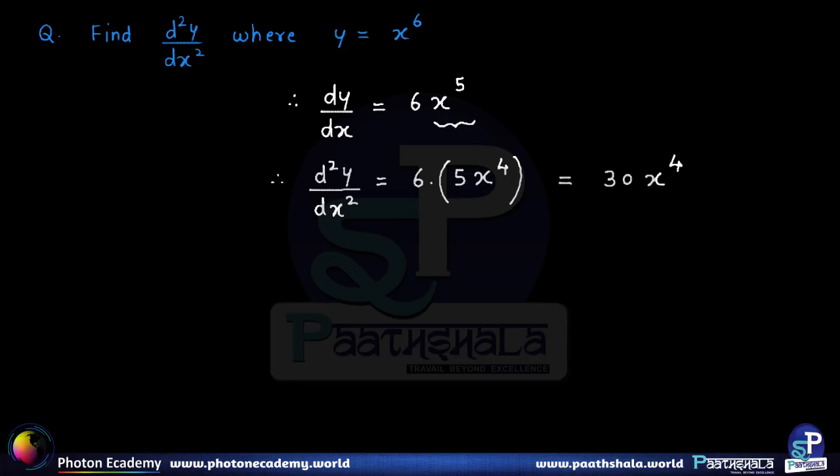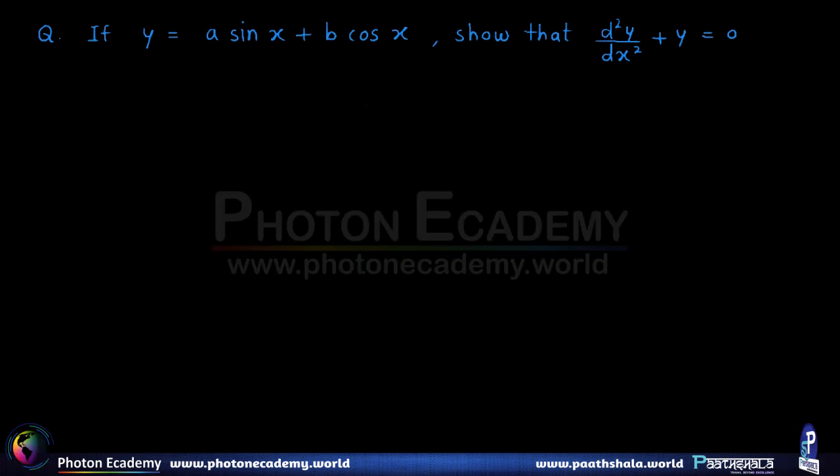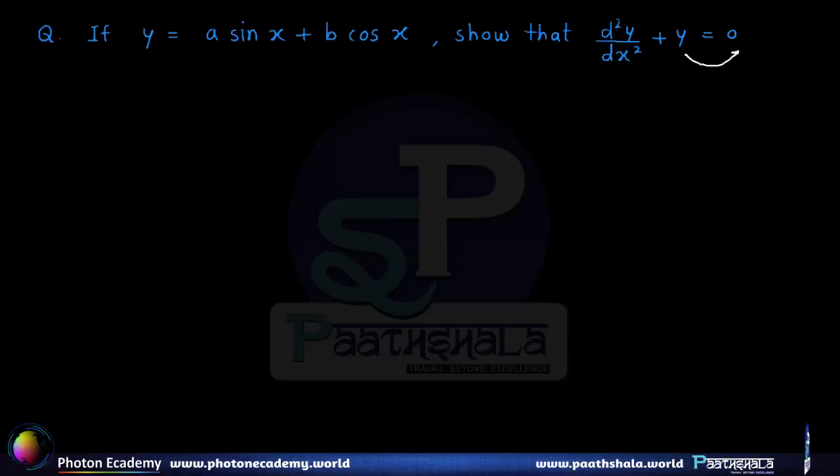Now let's go ahead and see one more question. If y is given as a sin x plus b cos x, then show that d square y upon dx square plus y equal to 0. So here we see that indirectly we have to find the second order derivative and show that it is equal to minus y. If you take y on the other side, the second derivative will be equal to minus y, right?